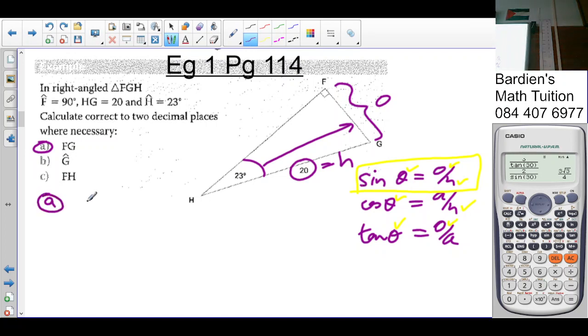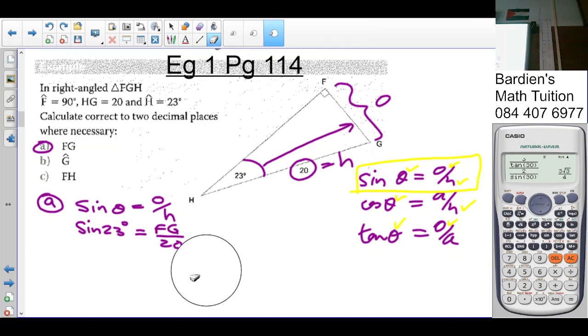So we write here, sine of theta equals opposite over hypotenuse. So we say sine. What is the theta angle? So theta is 23 degrees equals opposite, which is FG, over hypotenuse, which is 20 units. You guys are okay? You understand? Let's do it again.